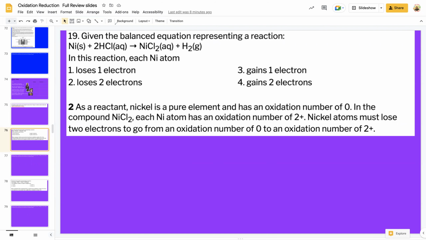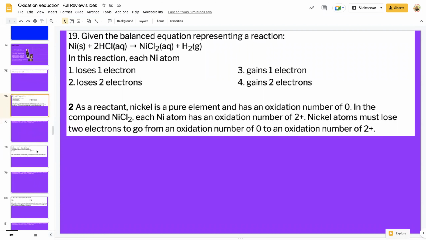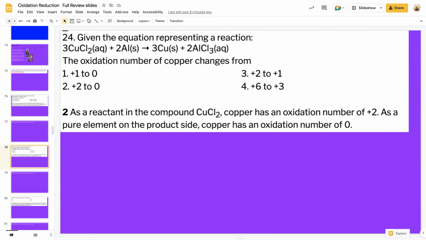That is really hard. I even tried to explain to some college students for like 10 minutes, and they don't understand how losing a negative number is positive. If that's difficult for you, please see me after class one day so I can explain it further. Moving on. Oxidation number of copper.